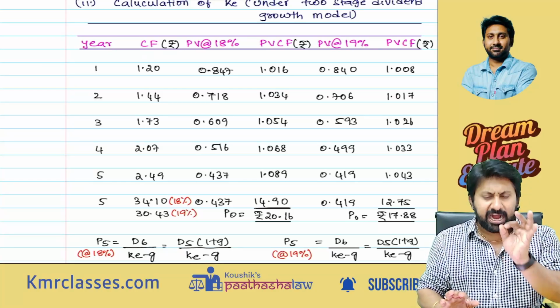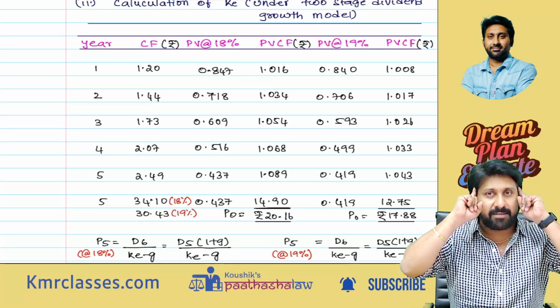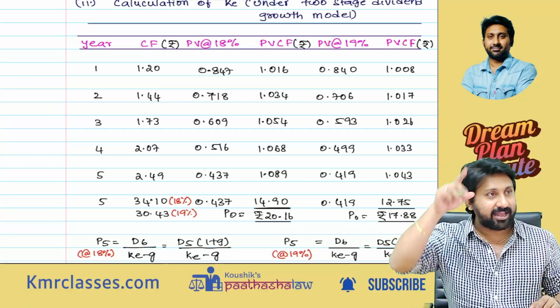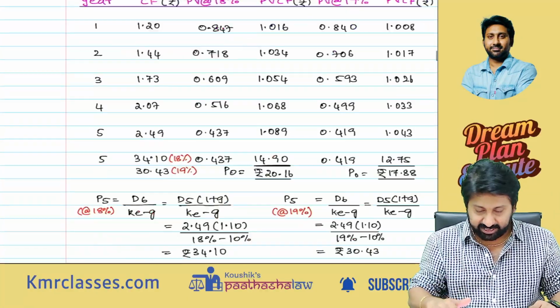Whenever a question on random pricing is asked, immediately fix it in your mind: go to Gordon. That's all. Gordon formula. Okay, next.